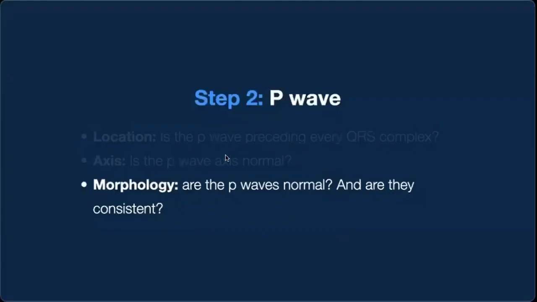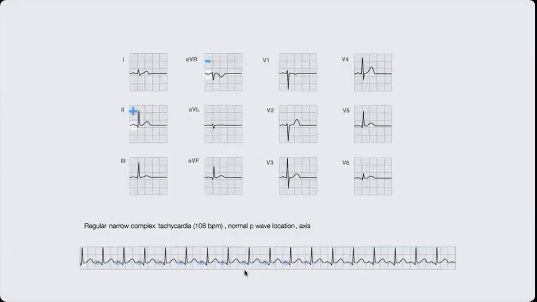Then the last thing we comment on is the morphology. Is the morphology of the P wave normal? And is it consistent? Does it look the same throughout the rhythm strip? If we highlight our P waves here again, we can see that the P wave looks more or less the same throughout the rhythm strip. And you can trust me that the morphology is normal. I didn't zoom in for you to confirm that it is in fact less than 2.5 millimeters in height, but you can take my word for it that the morphology here is also normal.